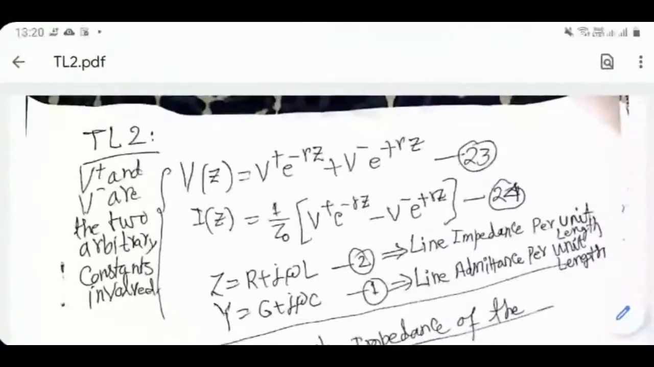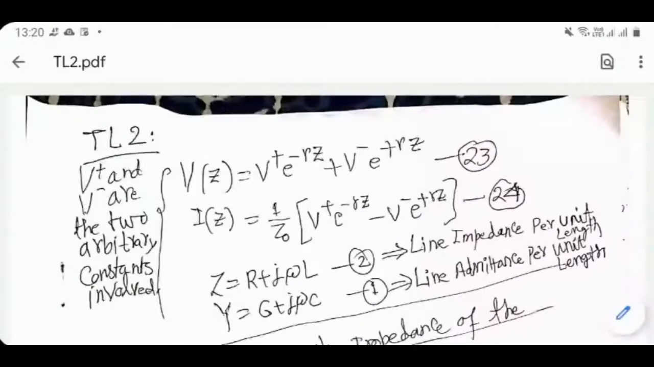Here I have reiterated what we did in the previous document. I've not changed any equation numbers. All the numbers that you are seeing for equations are borrowed from that document. V plus and V minus are the two arbitrary constants. Vz is V plus e to the power minus gamma z plus V minus e to the power plus gamma z. Iz is 1 upon Z naught times V plus e to the power minus gamma z minus V minus e to the power plus gamma z.